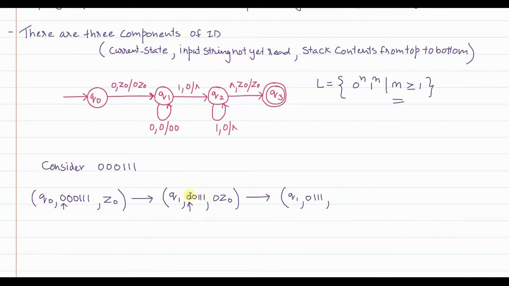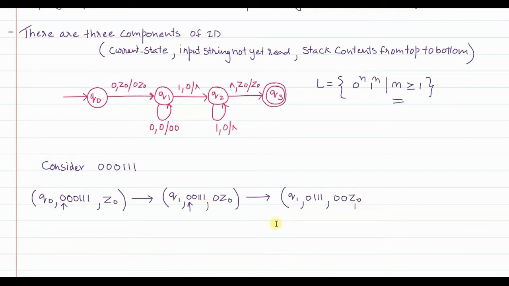Now, how was this 0 consumed? As you know, this 0 was pushed onto the stack. So what will be the current content of the stack after this 0 was pushed into the stack? The stack will look like 0, 0, Z0.